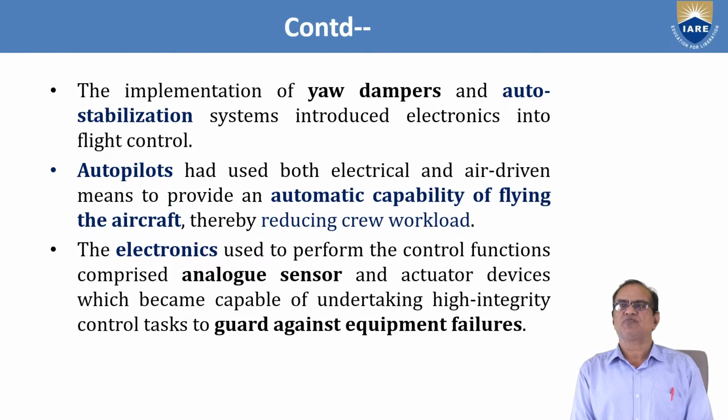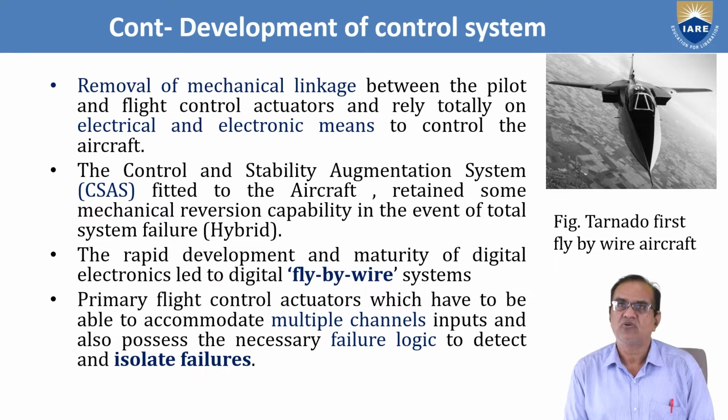The electronics used to perform the control function comprised analog sensor and actuator devices which became capable of undertaking high integrity control tasks to guard against equipment failure. So now the electronics used to perform the control functions comprised analog sensors and actuator devices, which became capable of undertaking high integrity control tasks to guard against equipment failure. Now, development of the control system.